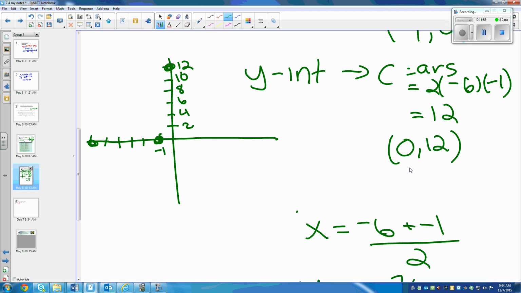So I'm just going to draw this in. -3.5. Not too bad. But does that give us our point? No, but it gives us something about our vertex. It gives us that the x part of the vertex is -3.5.